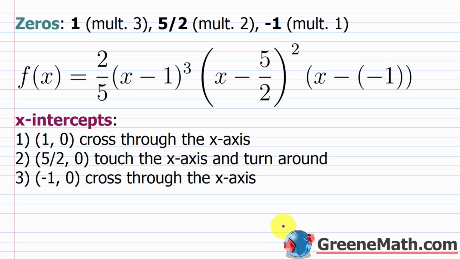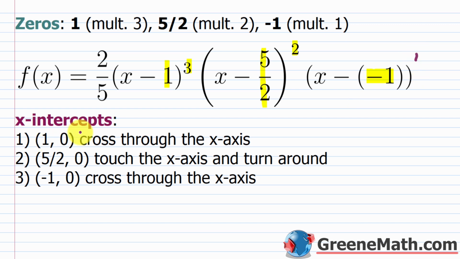All right, so I went ahead and wrote this more cleanly. So here's the f of x equals 2/5 times the quantity x minus 1 cubed times the quantity x minus 5 halves squared times the quantity x minus a -1. So in this form here, you could just grab the zeros. So you have 1 of 1 with a multiplicity of 3. Again, that's coming from that exponent right there. You have 1 of 5 halves with a multiplicity of 2. Again, that's coming from that exponent right there. And then you have 1 of -1 with a multiplicity of 1. Again, because this right here, let me just put it in, is understood to be 1.